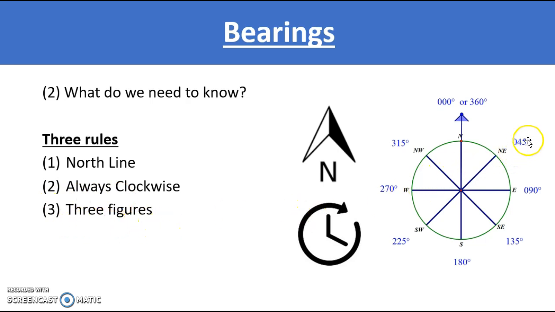So let's say you got 45 degrees as an angle. Well, you can't really say that. You have to say it as 045, 090, 135, so on and so forth.